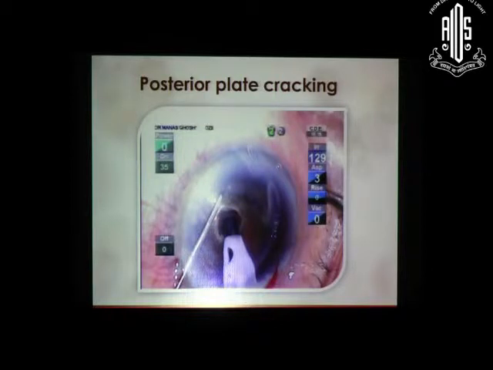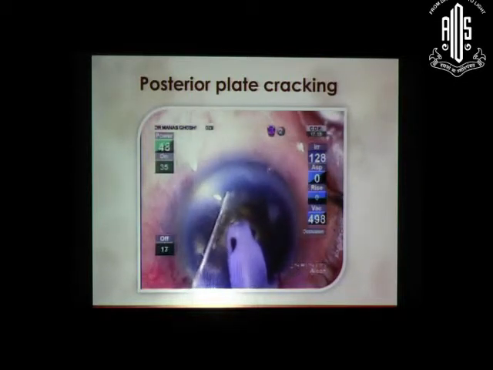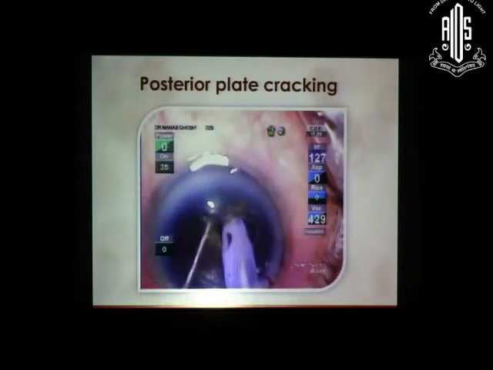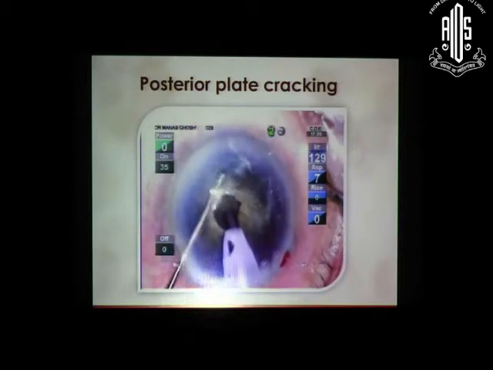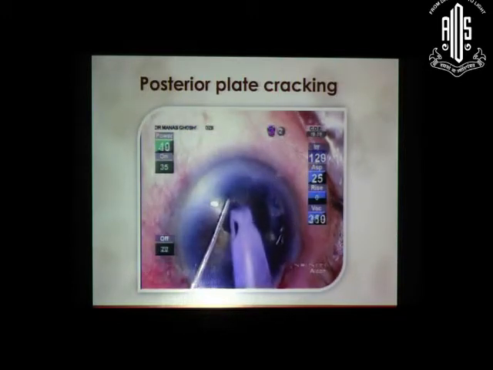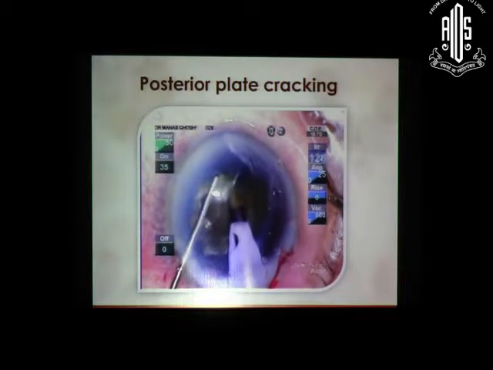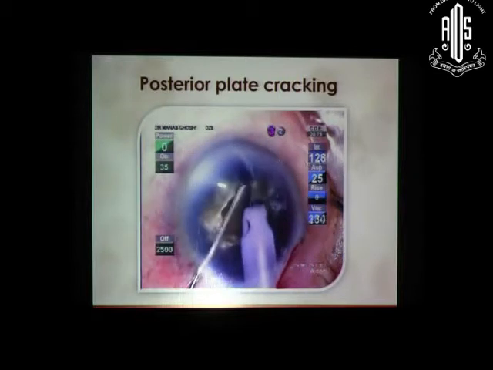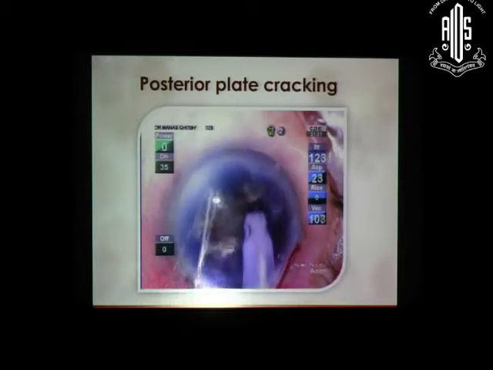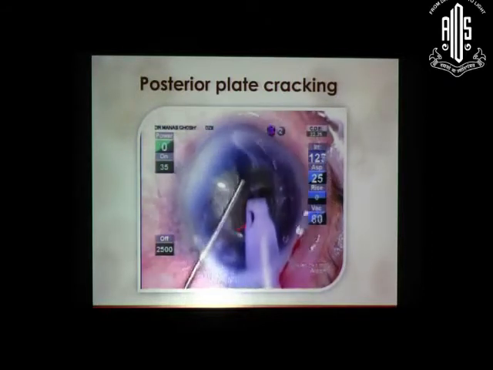Now this video shows the problem in posterior cracking. Often we encounter this problem. Although we make a chop, that chop does not go to the center part, and that prevents fragment removal, and sometimes zonular dialysis and PCR can occur. I am chopping, but chopping is not properly extending to the central part. It is stuck somewhere here. Though I am going much deeper with the chopper, I am not able to extend just here.